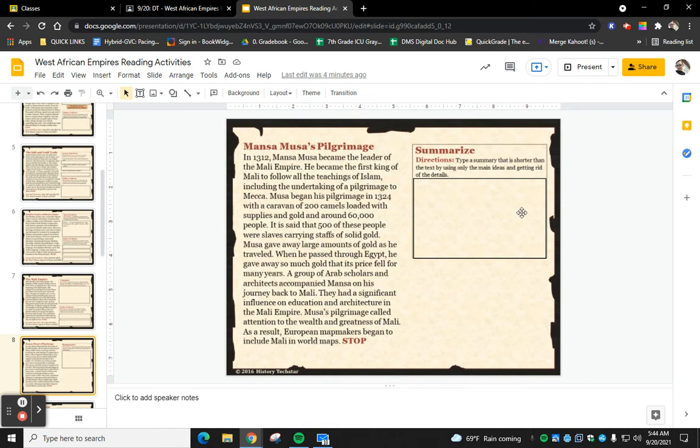And then we're going to summarize. We're going to type a summary that is shorter than the text by using only the main ideas, and we're getting rid of the details. When I say get rid of the details, I mean the things that don't really explain what happened. So, like this sentence, it is said that 500 of these people were slaves carrying staffs of solid gold. That's not necessary. That's extra info. You can cut that out. That's a get rid of a detail.